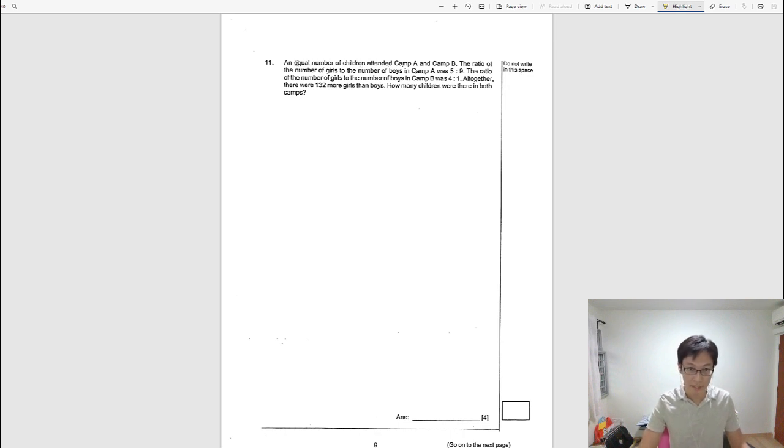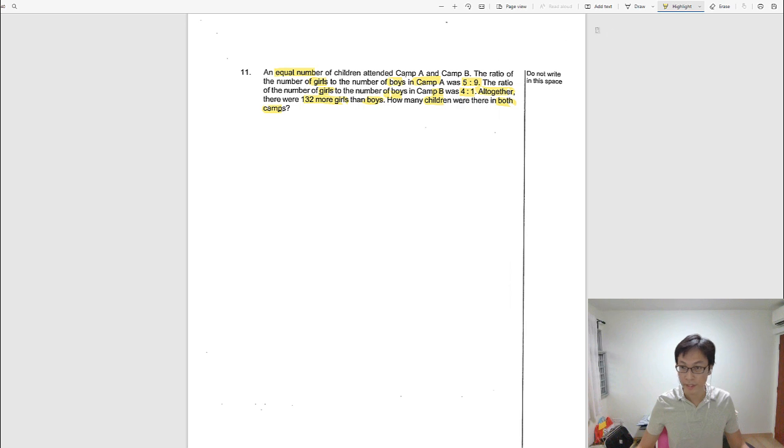First of all, it says that there's an equal number of children attended Camp A and Camp B. So equal number is a very important keyword. And the ratio for the girls to the boys in Camp A was 5:9. Okay, so girls to boys in Camp A was 5:9. And the ratio for girls to boys in Camp B was 4:1. That's the keywords also. And altogether, there are 132 more girls than boys. And the question asks, how many children were there in both camps?